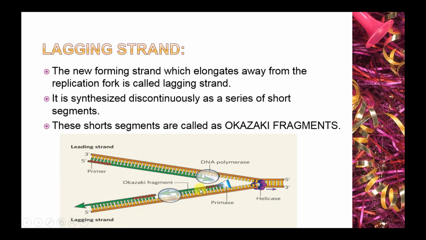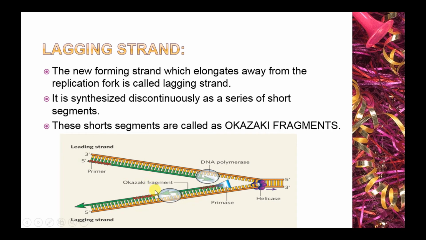The primer is formed away from the replication fork, directing away from the replication fork. The new nucleotides are added by the DNA polymerase, and a segment is formed. This segment is called an Okazaki fragment. So here in this case the replication is not continuous, the segments are formed. These segments are called Okazaki fragments, and these are very short segments.